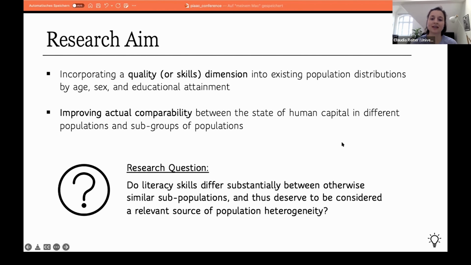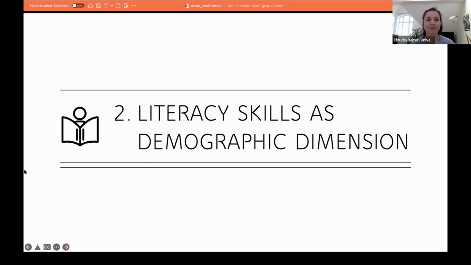Do literacy skills differ substantially between otherwise similar subpopulations and thus deserve to be considered a relevant source of population heterogeneity? Two comments here. First of all, as you can see, I'm focusing on literacy skills, and this is mostly because we have the highest data availability for literacy skills. But I've also done sensitivity analysis, and my results are very similar for those countries where other skill domains are also available, for example when I use numeracy skills. And the second thing is, what is a relevant source of population heterogeneity? This brings me to my next point, which is literacy skills as a demographic dimension.